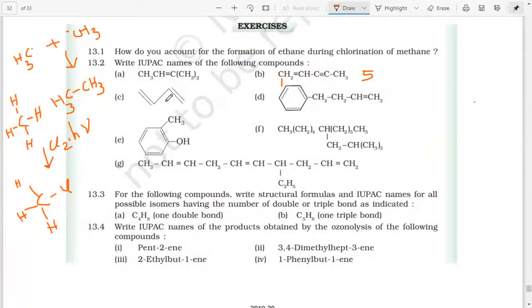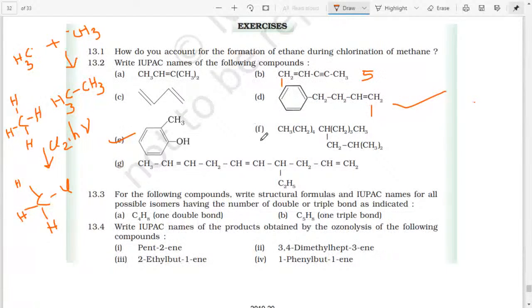This is 1,3-butadiene, students. Buta-1,3-diene and 4-phenyl. This is 1, 2, 3, 4. 4-phenylbut-1-ene. And what is this? Ortho-cresol. Ortho-cresol can be named; the IUPAC name of this is 2-methylphenol.